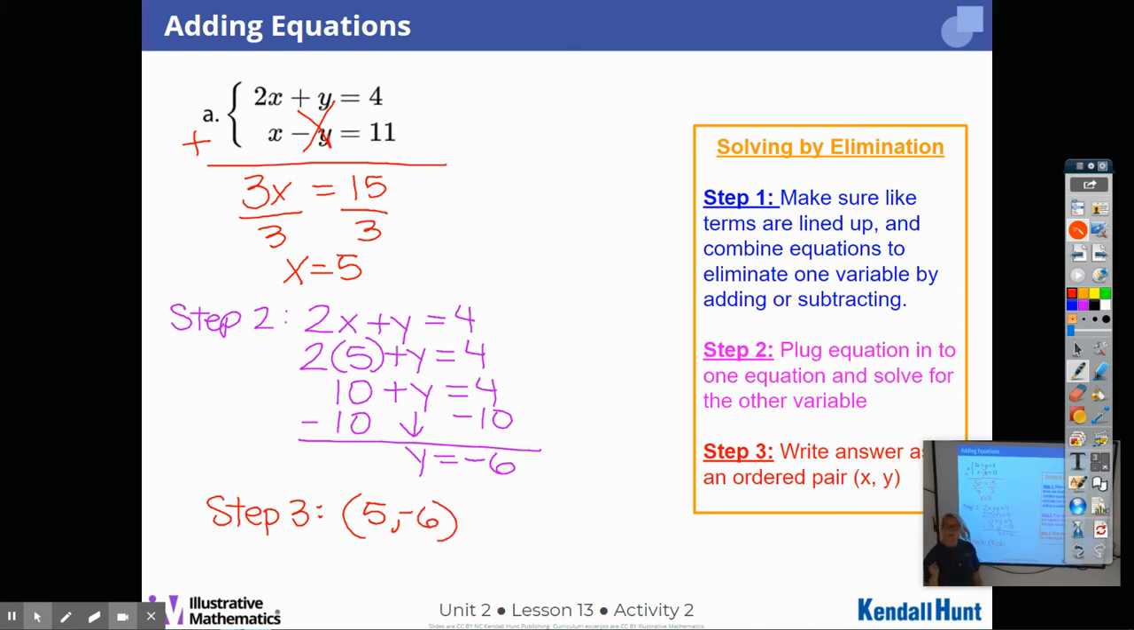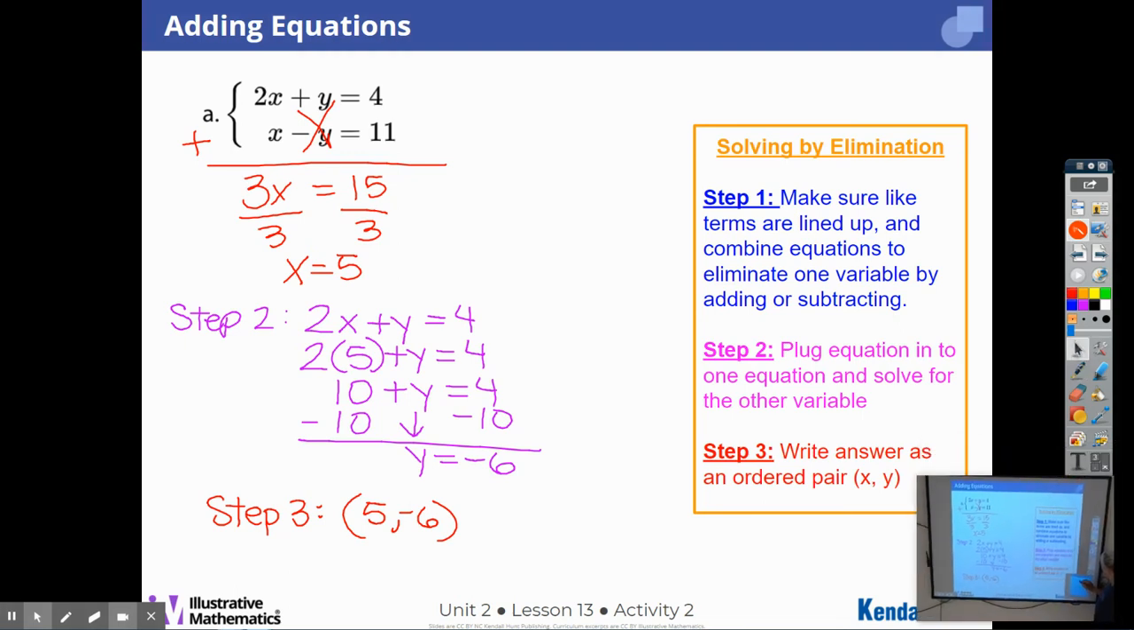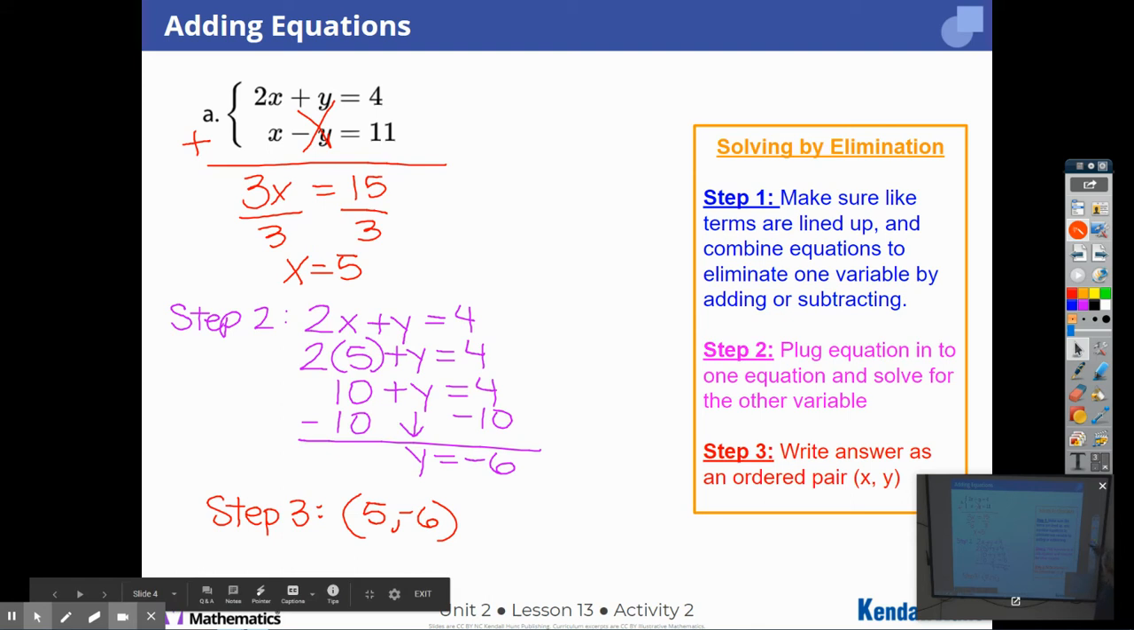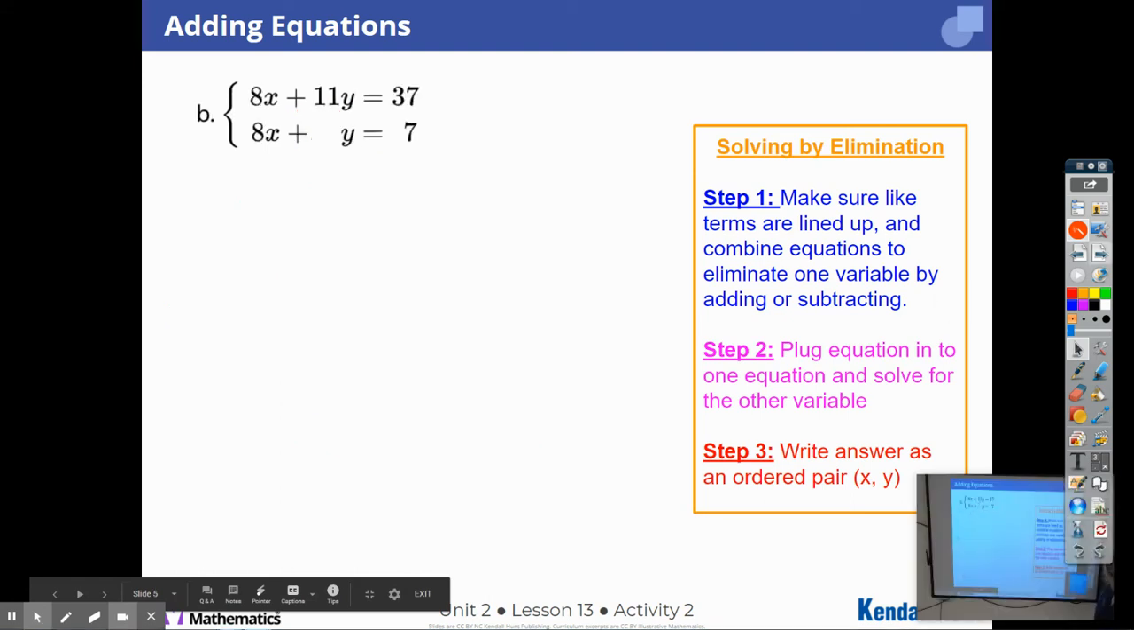Okay, so I have 5 comma negative 6 as my solution. All right, so let's try another one. I want you to try to see if you can do this one. If we add these, will we cancel out any of the variables? So go ahead and try that on your own.